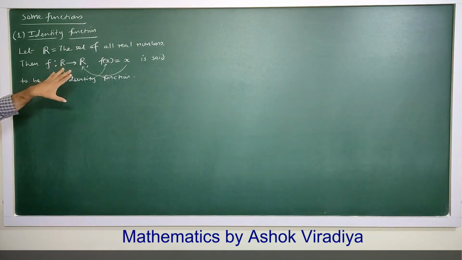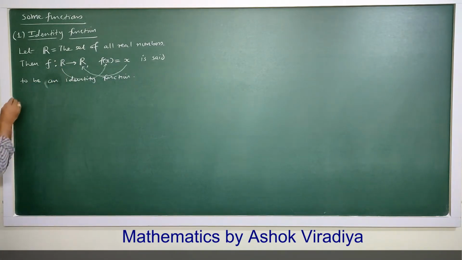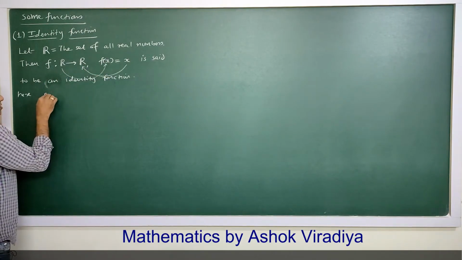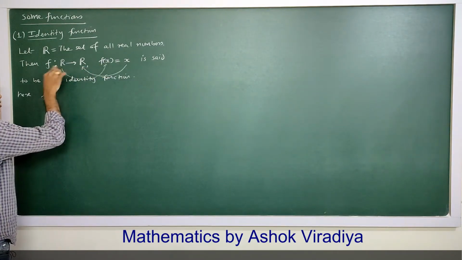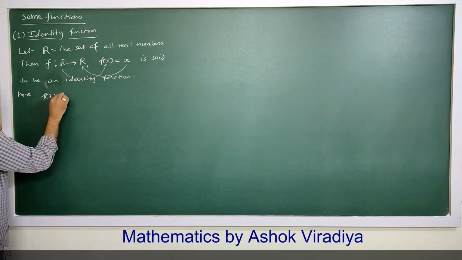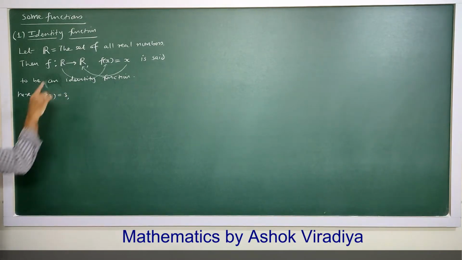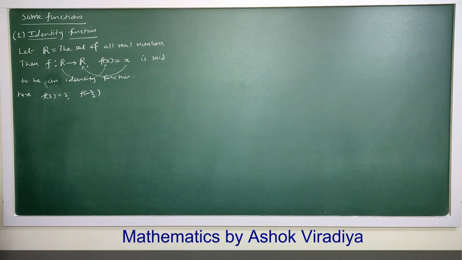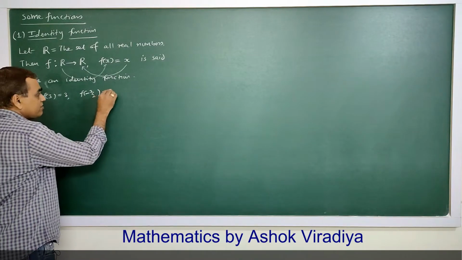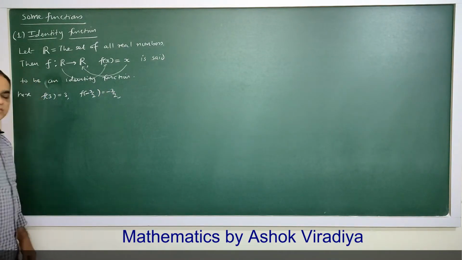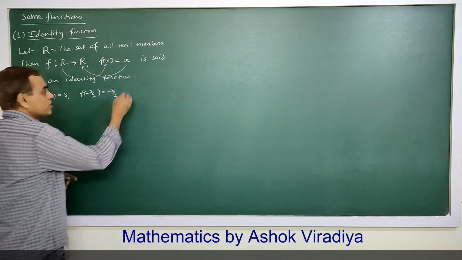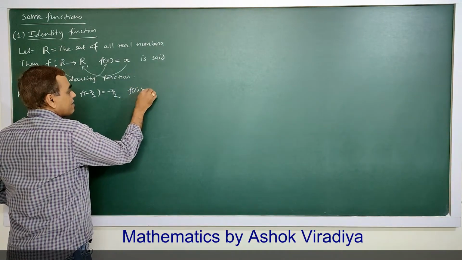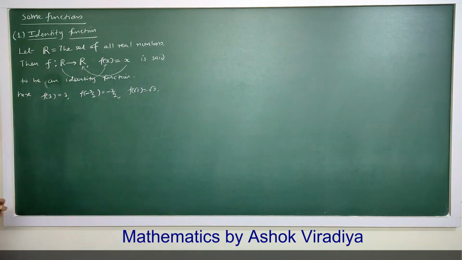So here, as an example, what is happening? If I keep here 3, which is from the domain, then f of 3 is 3. If I put here minus 3 by 2, f of minus 3 by 2 is minus 3 by 2. If we keep here root 3, f of root 3 is root 3. So this is the identity function.